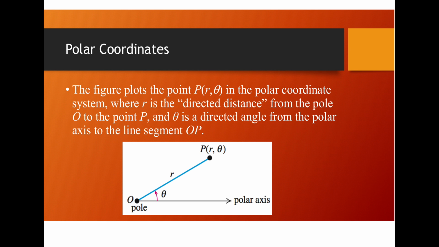This figure plots the point P (r, theta) in the polar coordinate system, where r is the directed distance from the pole O to the point P. And theta is the angle from the polar axis to the line segment OP. So we have an endpoint here. This is our point P, described by the angle at which we left our polar axis. That's our theta. And then from our pole to our point P, we have the distance r. You can think of it as like our radius.